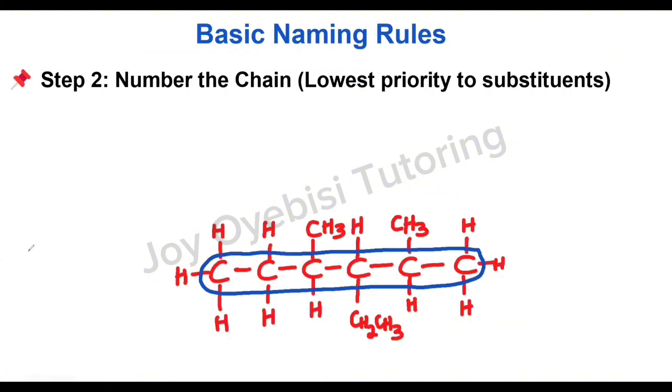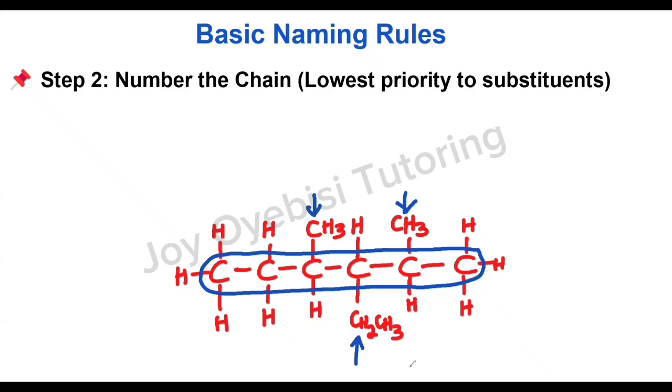Step 2, number the chain. So this longest continuous carbon chain that we've identified, we are going to number. And to number them, you must number from the side that gives your substituent the lowest number. So the substituents are those carbon atoms that you see attached to the parent chain. Those groups are the branches or the substituents.